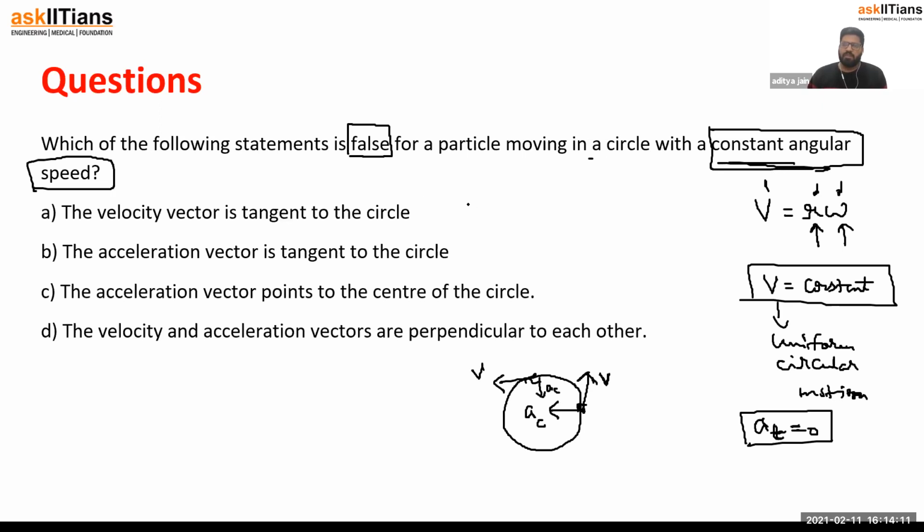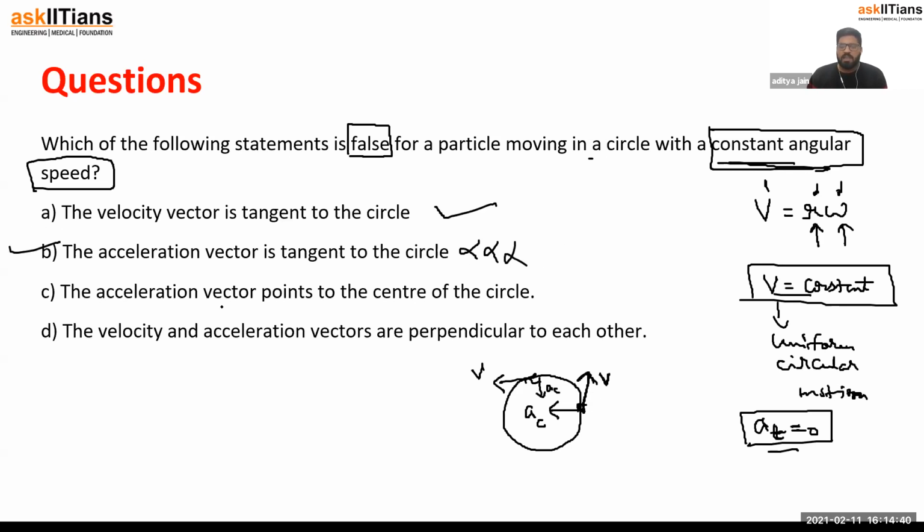Now read the statements one by one. The velocity vector is tangent to the circle. Yes, this is the velocity vector, always tangential. The acceleration vector is tangent to the circle. This is wrong because there is no tangential component of acceleration present here. Why? Because speed is constant, so tangential acceleration is zero, sorry. If tangential acceleration is zero, there is no component of acceleration along the tangent. So this one is false.